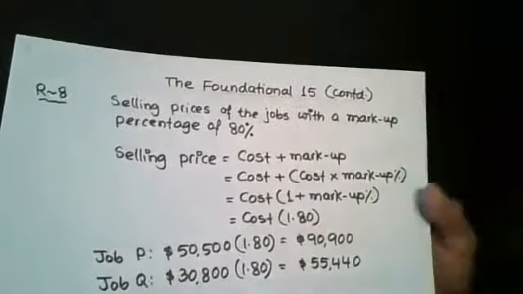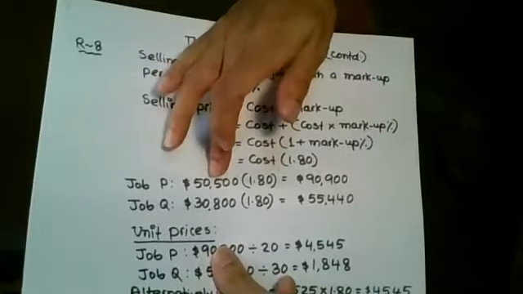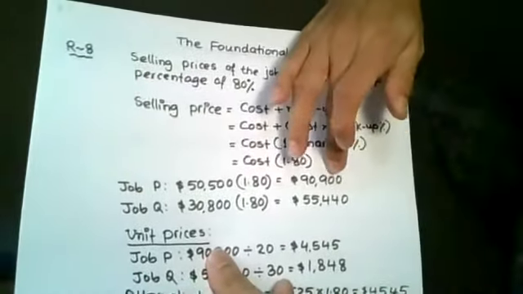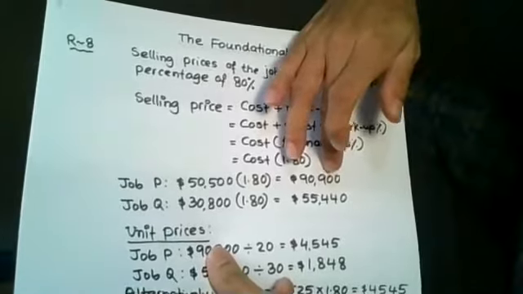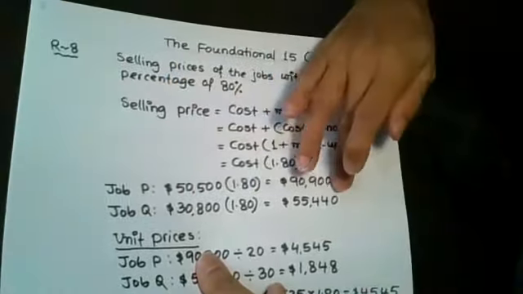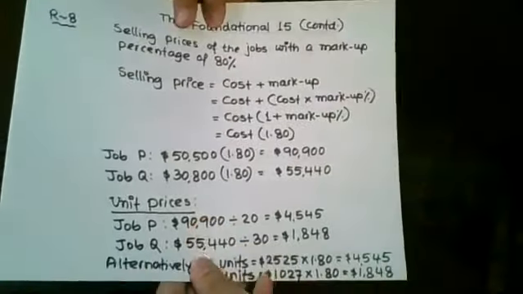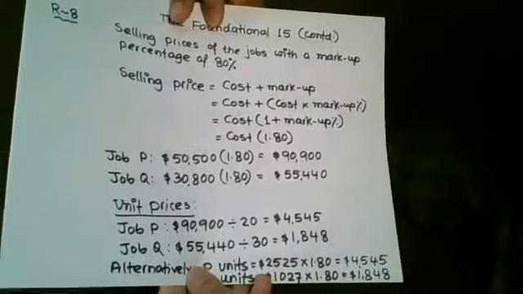So we simply have to multiply. Remember the two costs from the previous requirements. P's cost was $50,500 multiplied by 1.8. That will give you the total selling price of the job. Q's cost was $30,800 times 1.8. That will give you Q's selling price. And then if you want the individual unit selling prices, you can do that.